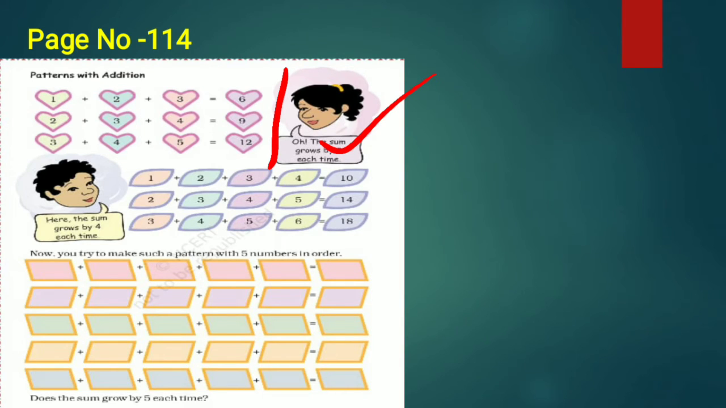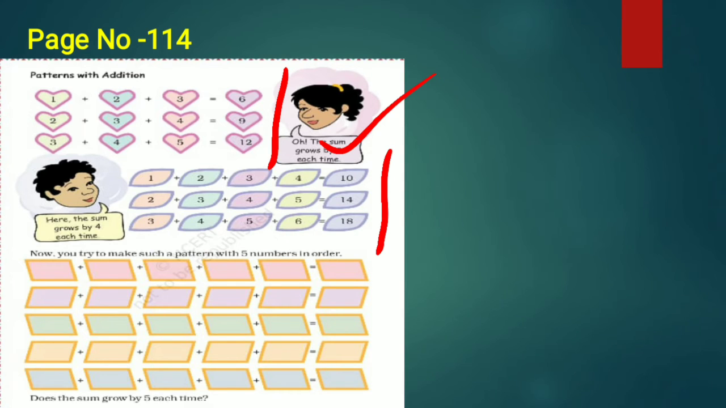Yes. Next one, 1 plus 2 plus 3 plus 4 equal to 10, 2 plus 3 plus 4 plus 5 equal to 14, and 3 plus 4 plus 5 plus 6 equal to 18. Here you can see it has grown by 4 each time. Yes, 10 plus 4 is 14, 14 plus 4 is 18. So now they are asking us to do it with 5 numbers, but they have given you a clue. In the clue, it should grow by 5 each time.